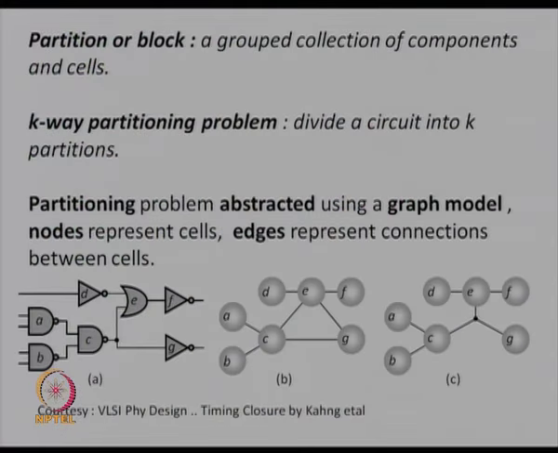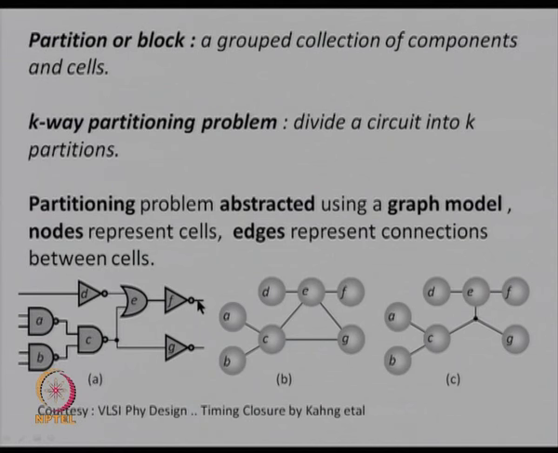So, some concepts in partitioning. The terminology: a partition or block is a group or collection of components or cells. Very typically one looks for two-way partitioning, partitioning into two blocks, but one can in general talk about k-way partitioning, where the task is to divide a circuit into k partitions. Very typically, the partitioning problem is studied with abstract graph models, where the nodes represent the cells and the edges represent the connections between the cells.